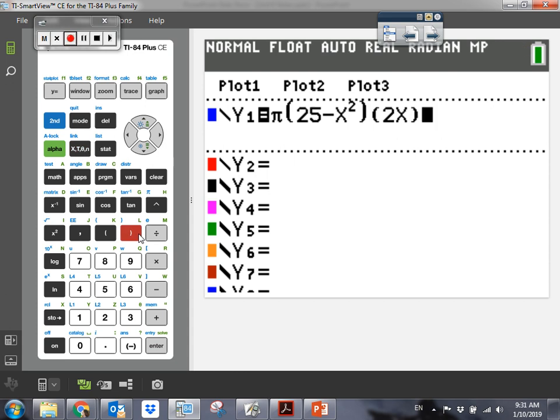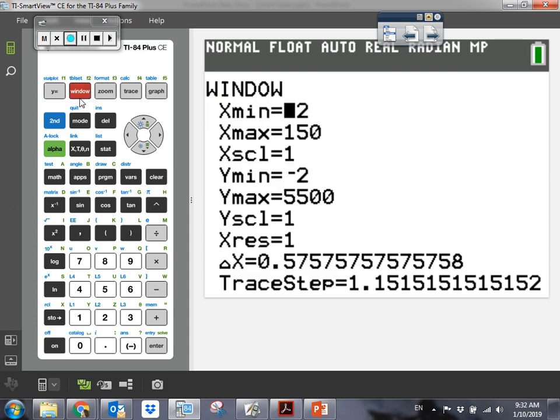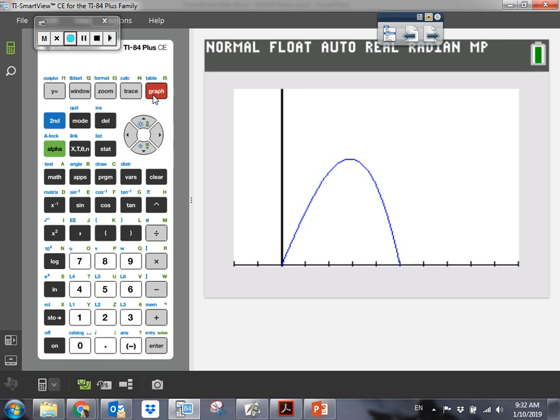Okay. The window that we had previously was gigantic. We don't really need that much of a window. Let's adjust it. I'm going to take this down from 5,500 to just 500. Hopefully 500 is enough. And I'm not going to need 150 x's. That's probably not going to be necessary. So let's go back down to 10 and see if that's enough for me to see. So let's graph it. And it does.